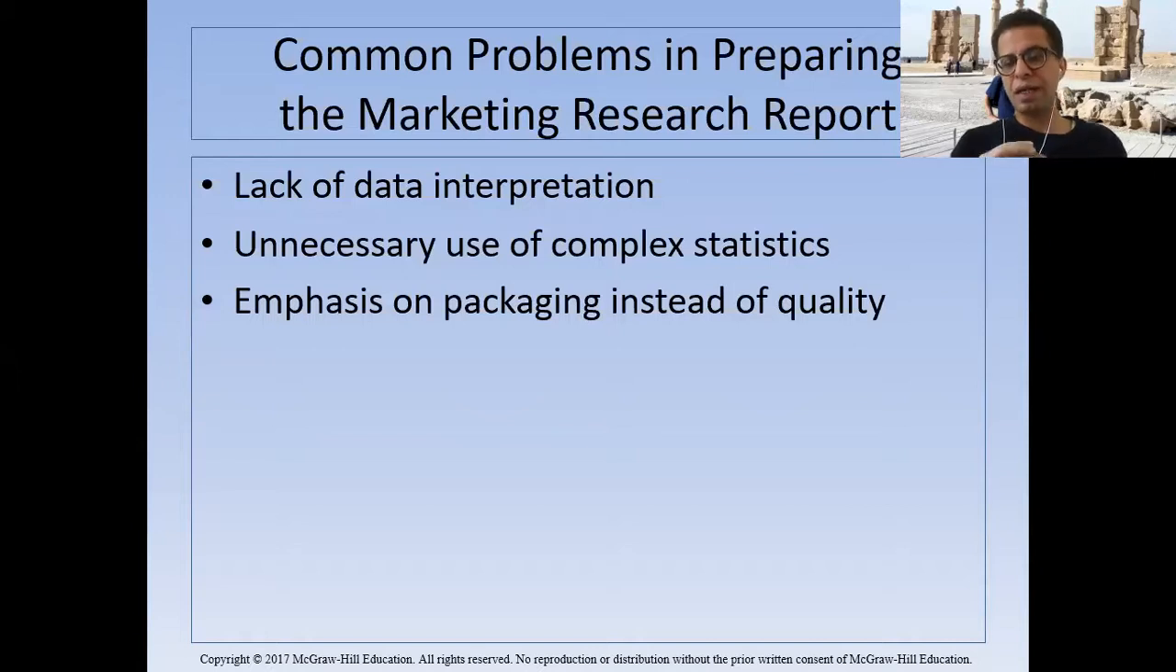Emphasize on the packaging instead of the quality. So if you're trying to, you need to deliver your message. So the tools that you're going to use are there to deliver your message. So don't overgraph things. Don't over-emphasize the quality, the shining thing. These are things that enhance your presentation.